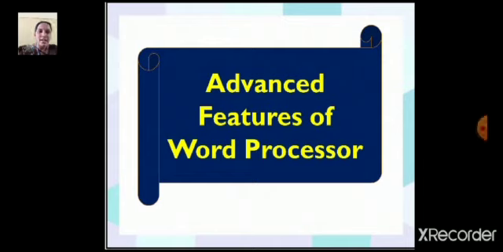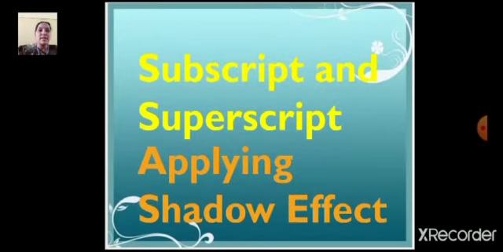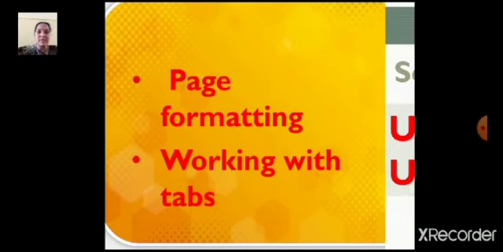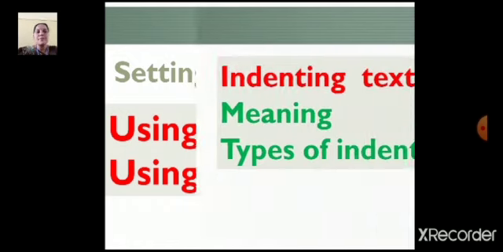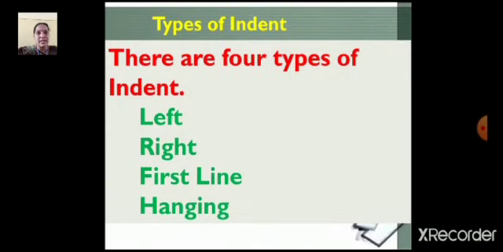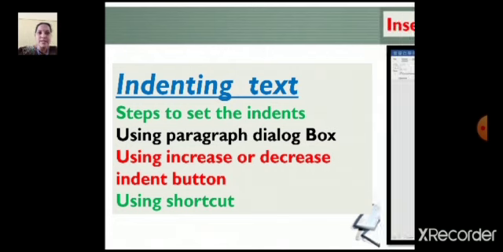We were learning about advanced features of word processor. In MS Word, we studied about different options such as subscript and superscript, applying shadow effects, page formatting, working with tabs, setting the margins using page layout tab and ruler bars, indenting text, types of indent, the steps to indent the text using 3 different ways.